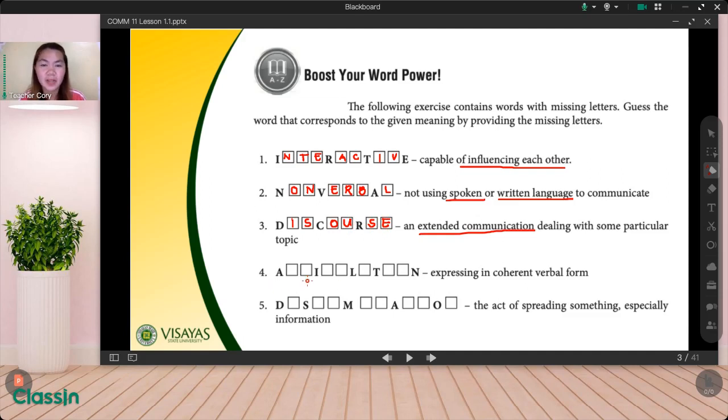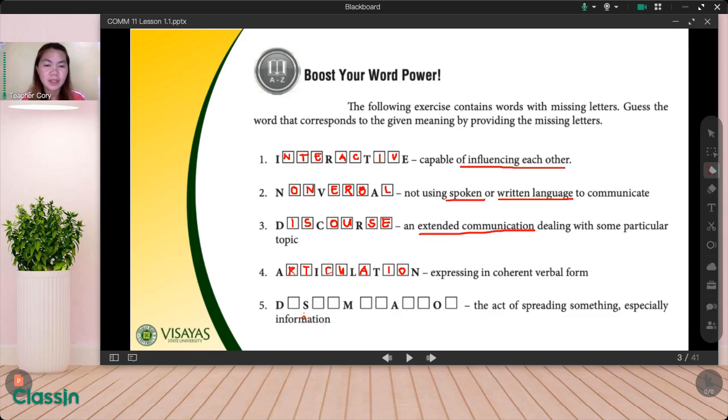This starts with letter A, and this means expressing in coherent verbal form. What is this word? It might seem like assimilation, but it is not assimilation. So what word is this? It is articulation. In verbal, we articulate. So this involves words.